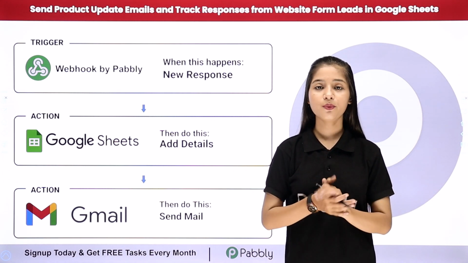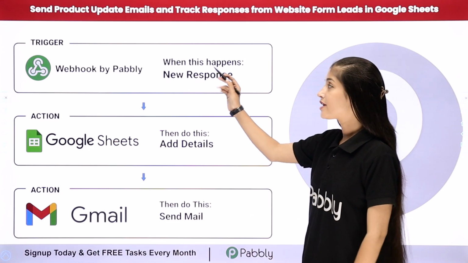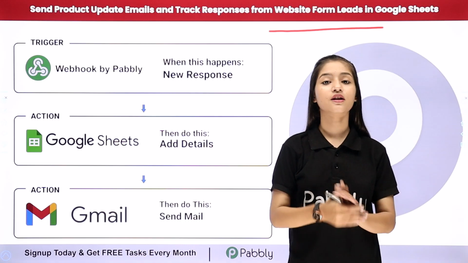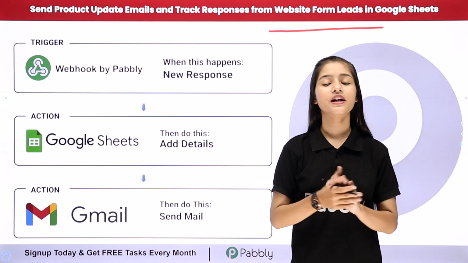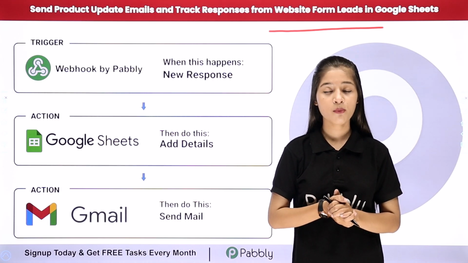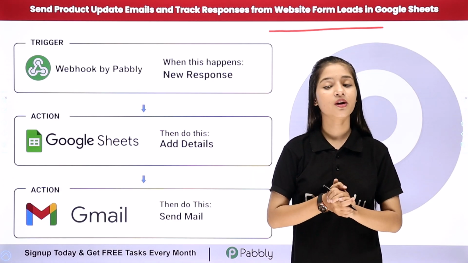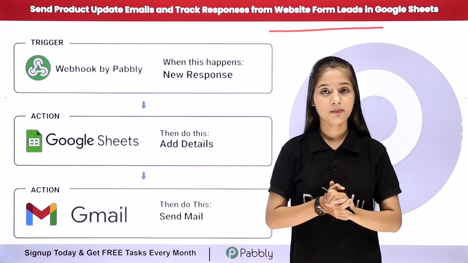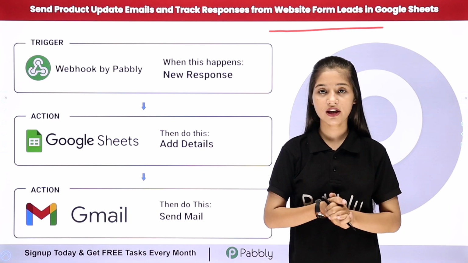In this video, we are going to understand how to send product update emails and track responses from website form leads in Google Sheet. So here my objective is whenever I receive a new form submission through my website form, all the leads of my user will be added into my Google Sheet. Also send them one instant product update mail to each of the user's Gmail account.